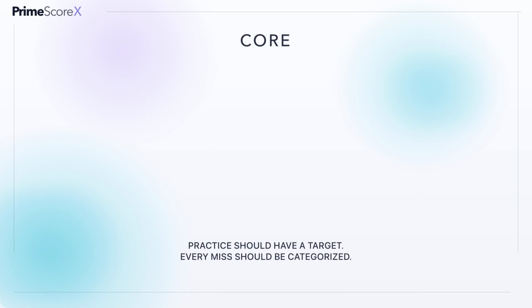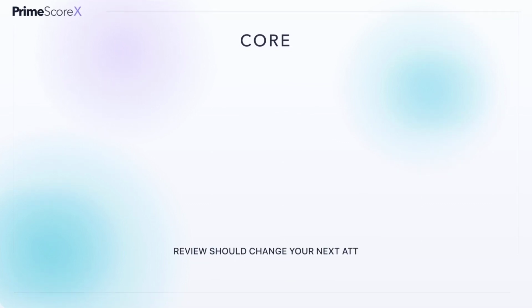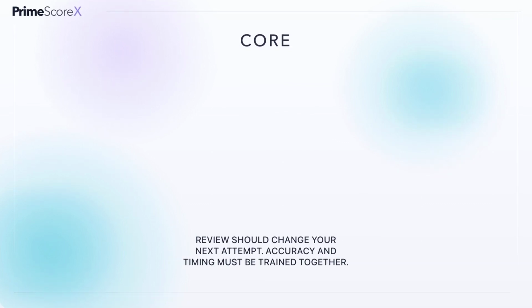A strong approach begins with two core ideas. First, practice should have a target. Second, every miss should be categorized. These ideas keep you from treating the TEAS like a random collection of questions. Instead, you start to see a system: what the test is asking, how the clock changes behavior, and where students usually lose easy points.